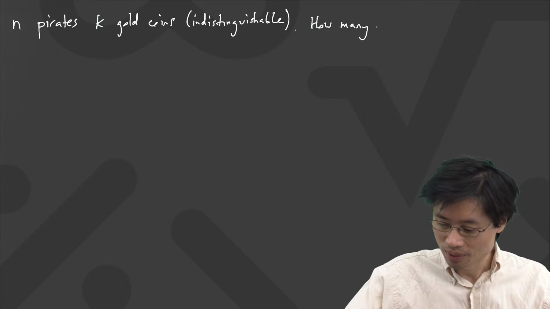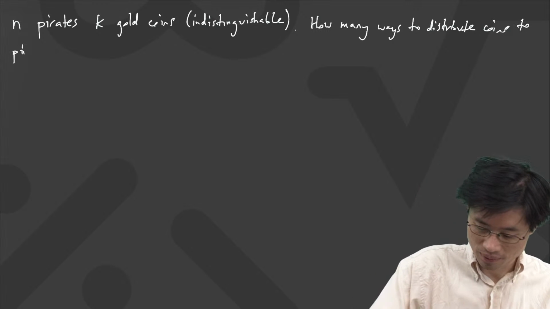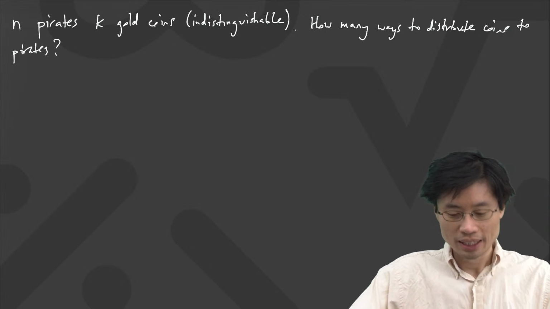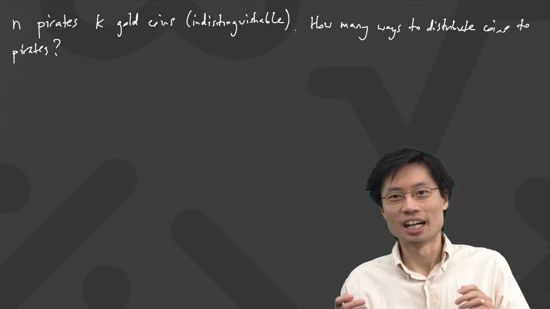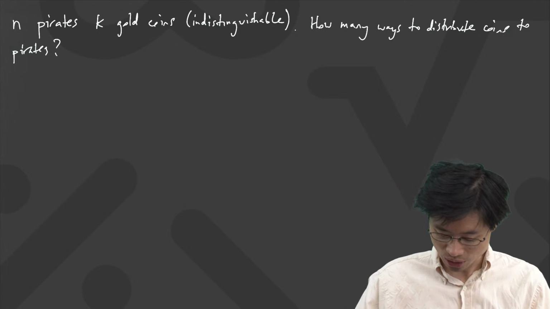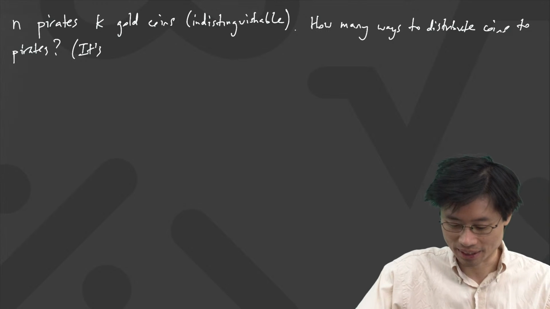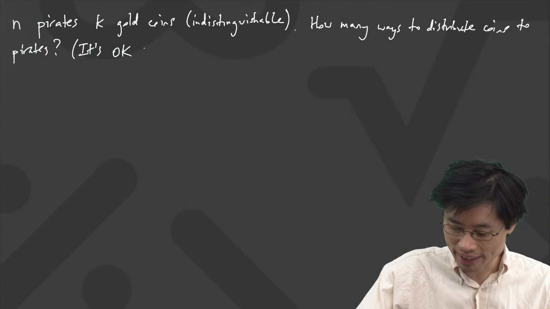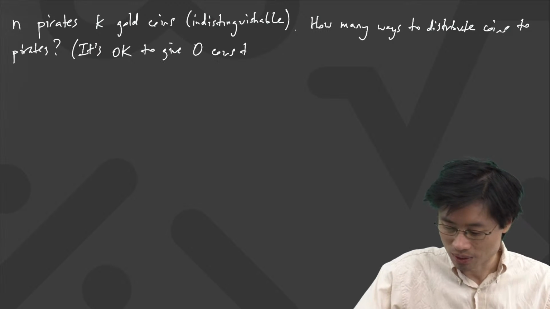How many ways to distribute coins to pirates? Now, with these kinds of questions, there's usually two variants. One kind of it is where you say that we have no constraint on how many coins anyone gets. One version is where it's okay to have 0 coins. And the other one is where everyone needs at least 1. But this one is the first version. It's okay to give 0 coins to a pirate.